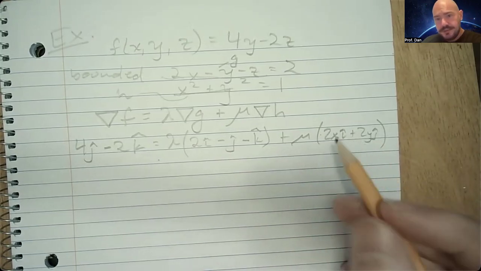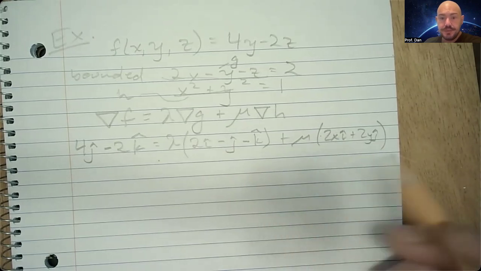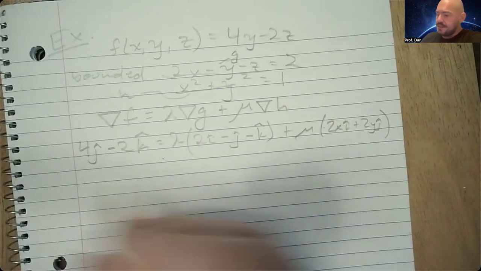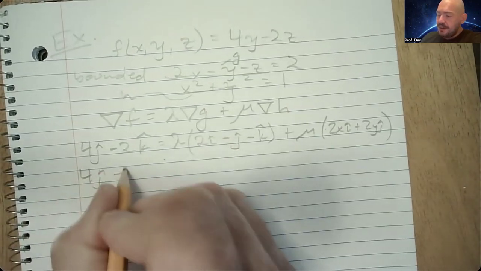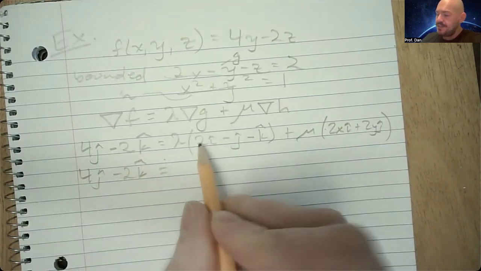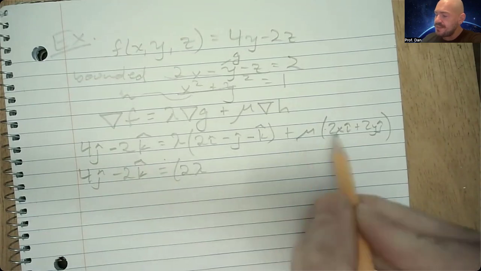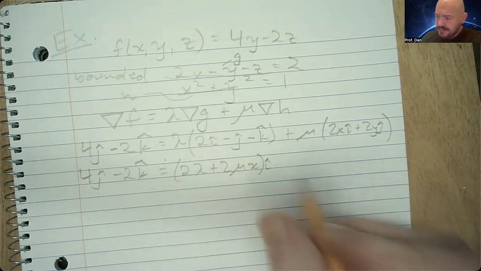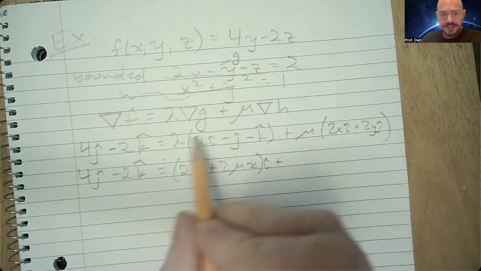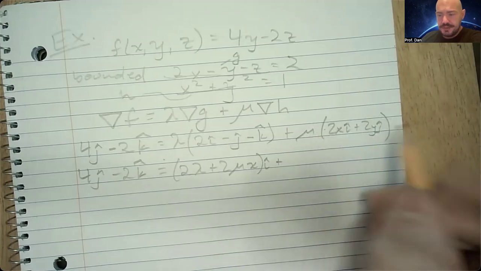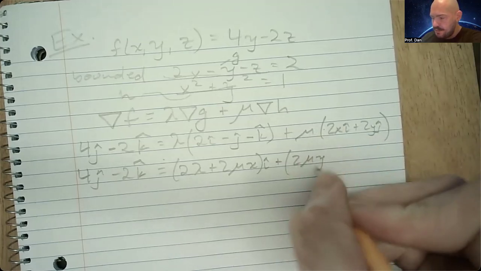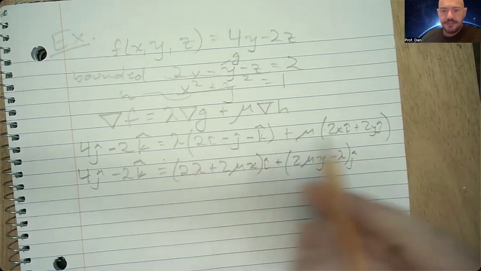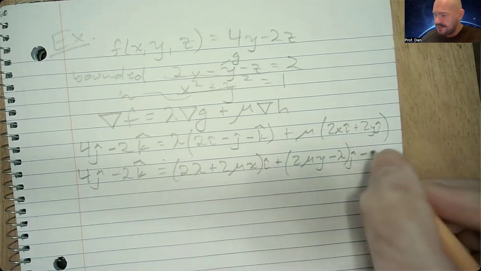The other thing to consider here, though, is that I have to combine x components, y components, and z components. Well, I shouldn't say x, y, and z. I should say i, j, and k. So combining together all of my i components, I'm going to get 2 lambda plus 2 mu x. Combining together all of my j components, I get negative lambda plus 2 mu y. So I'll write it as 2 mu y minus lambda. And then for my k component, I just have negative lambda, and there was no k here, so minus lambda k.